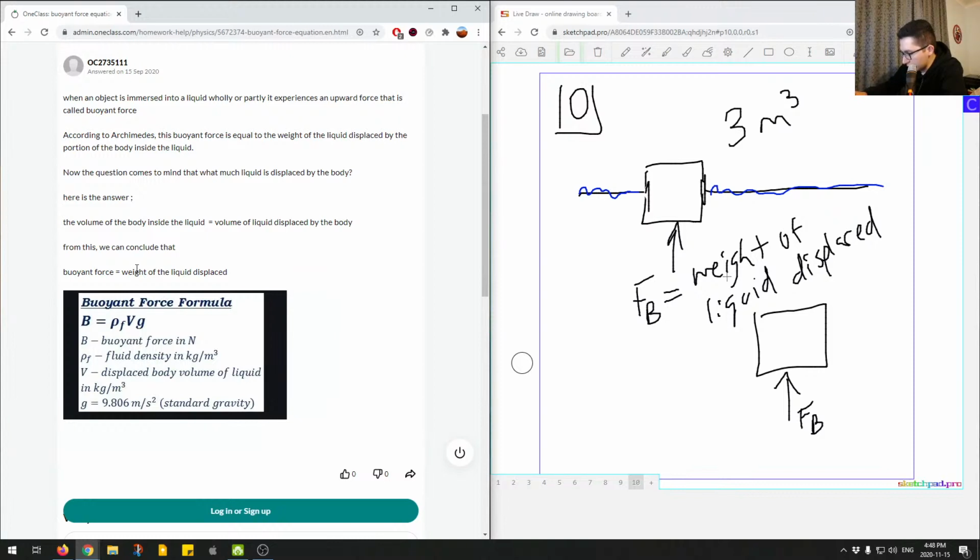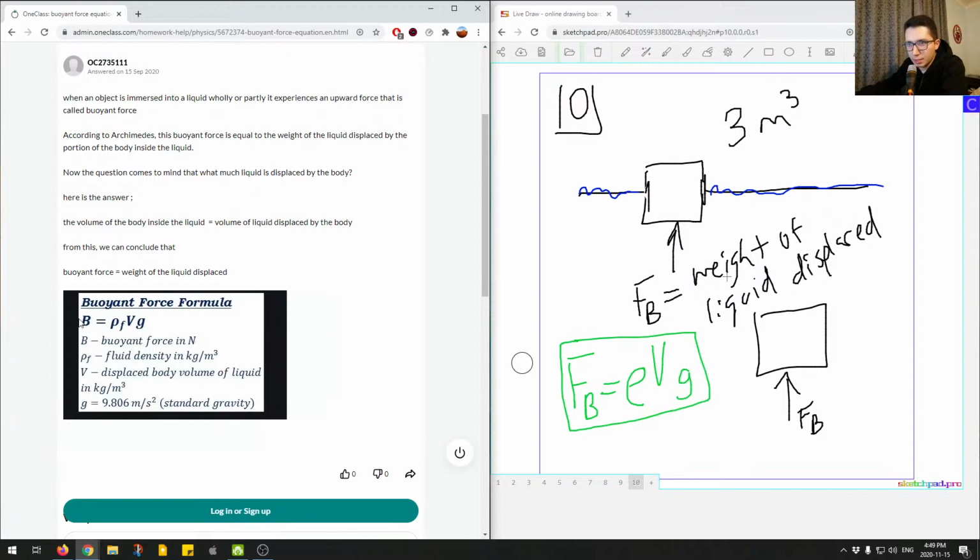Okay, so finally we get to the formula. The formula here is FB. I'm going to write this in green. FB is the density times the volume times gravity. So this is really the formula. This is how I write it. Here they wrote it a little differently.